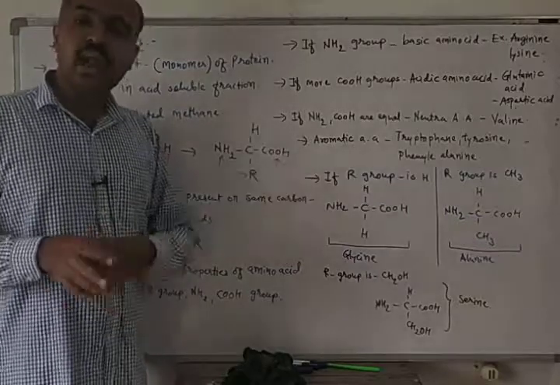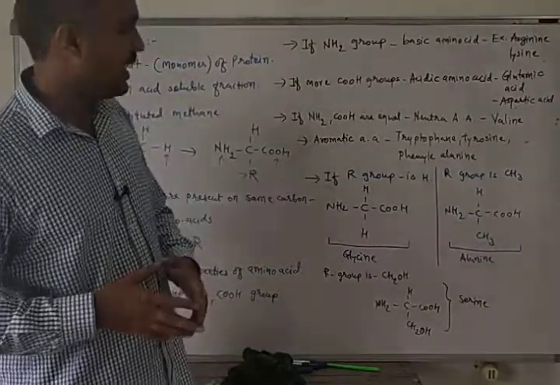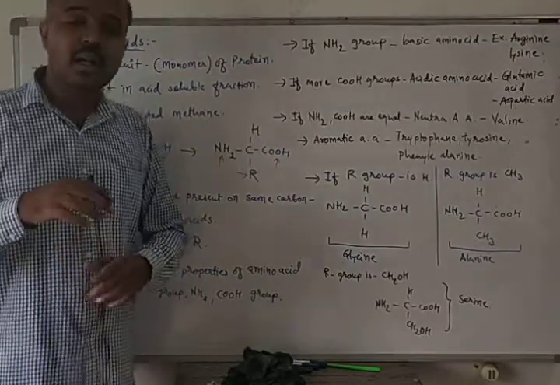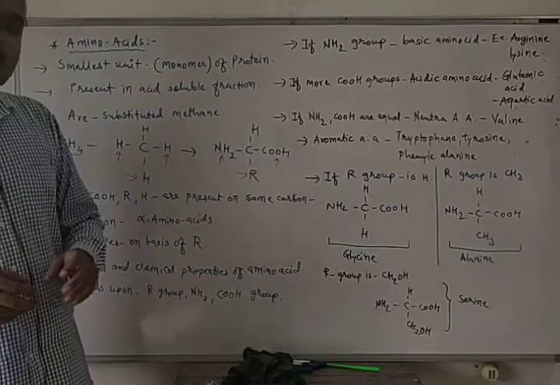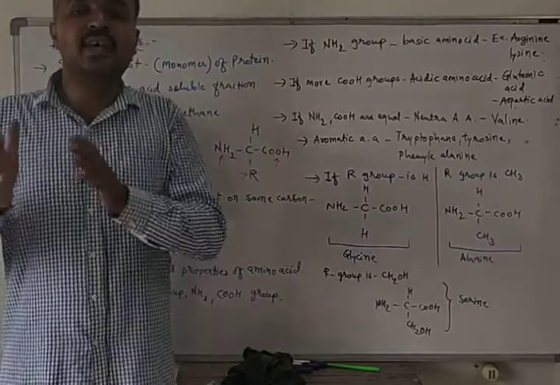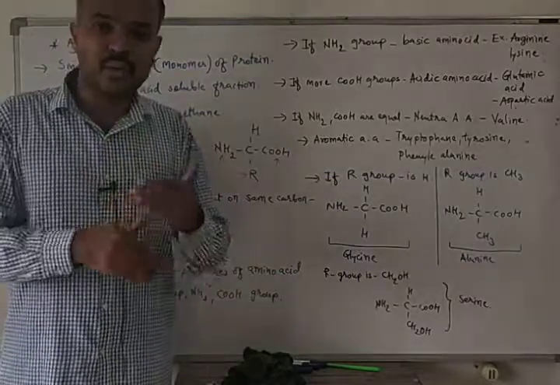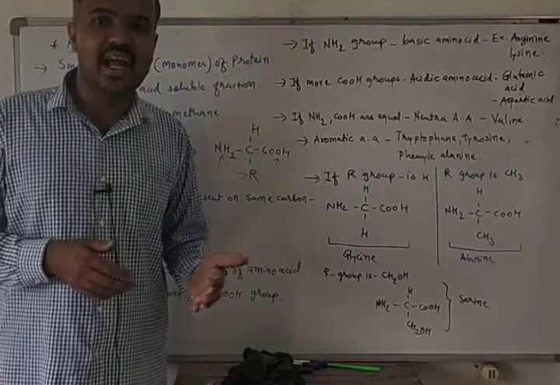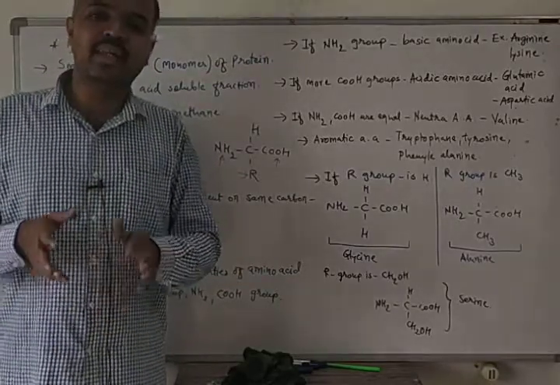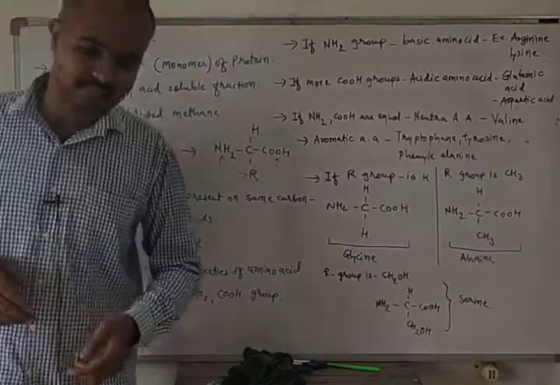And if an aromatic group is present as the R group, then that amino acid is known as an aromatic amino acid. Examples are tryptophan, tyrosine and phenylalanine. Now what we are going to discuss about the amino acid is the ionizing property of the amino group and carboxyl group. We will discuss that in the next slide, so please wait for some time.